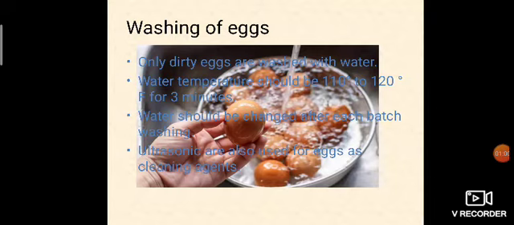The water temperature should be between 110 to 120 Fahrenheit, for 3 minutes. And the water should be changed after each batch of washing. Ultrasonics are also used for eggs as a cleaning agent.